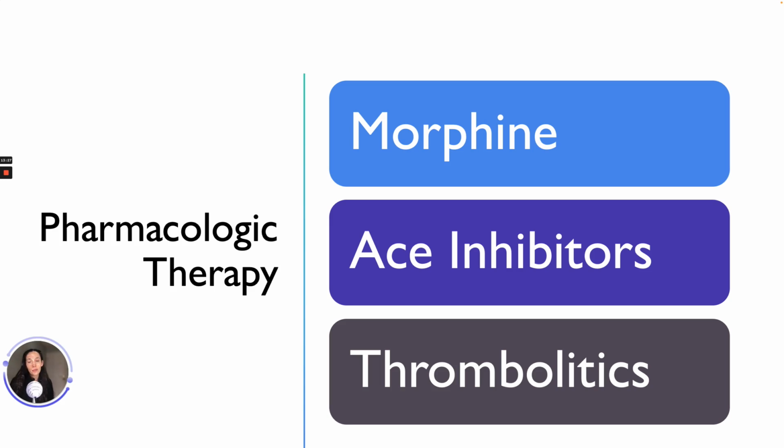and anxiety. We can also use an ACE inhibitor to prevent the conversion of angiotensin 1 to angiotensin 2 to decrease blood pressure and for the kidneys to secrete sodium and fluid and decrease the oxygen demand on the heart. And we can use thrombolytics, which will dissolve the thrombus in the coronary artery, allowing blood to flow and minimizing the size of the infarction and preserve ventricular function.